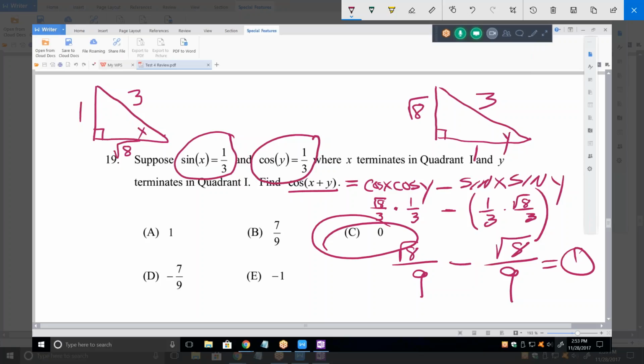So it's all about the triangles to get the numbers. Then it's about the quadrants to get the signs. And then it's about the trig identity to turn sum and difference into 4 different things.